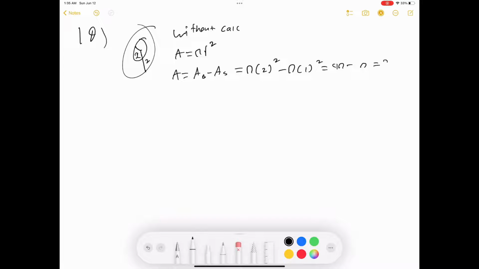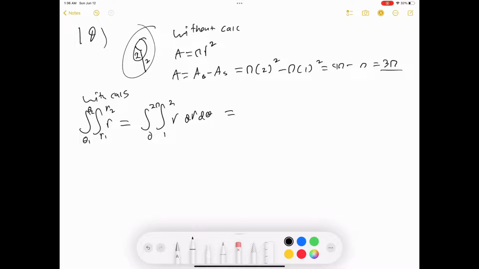And so now we're going to have to use a double integral to figure this out, right? So we're going to be doing theta 1 to theta 2, r1 to r2 of r, right? And our r1 and r2 are going to be the given radii, which are 1 and 2, and our theta 1 and theta 2 are going to be 0 to 2 pi because we're integrating around the whole thing. I think that's supposed to say with calculus.